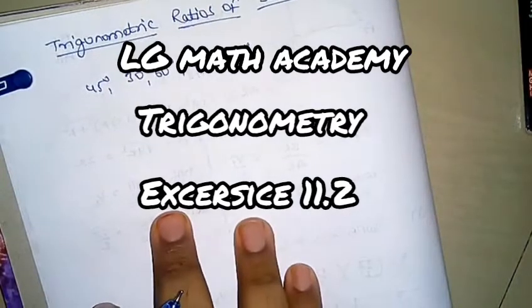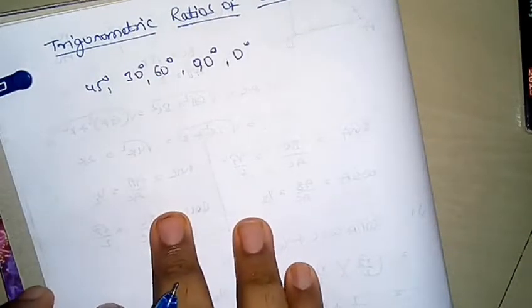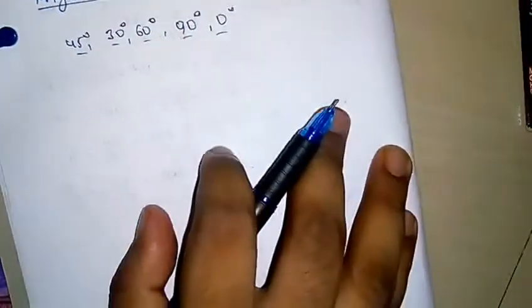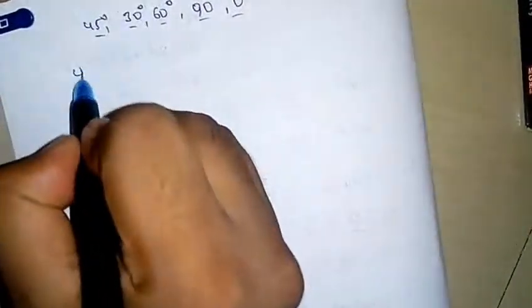Okay, our next topic is trigonometric ratios of some specific angles. For example, 0 degrees, 30, 45, 60, 90. We have to find trigonometric ratios of these angles. So let's start with 45 degrees.